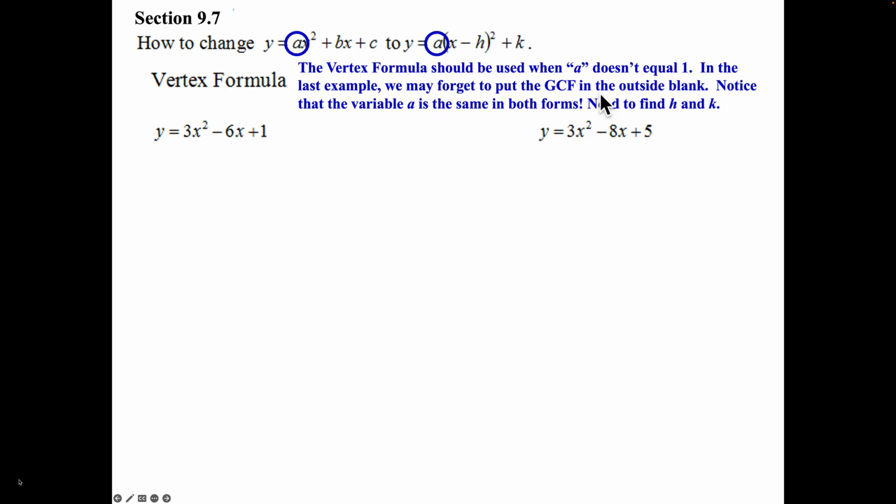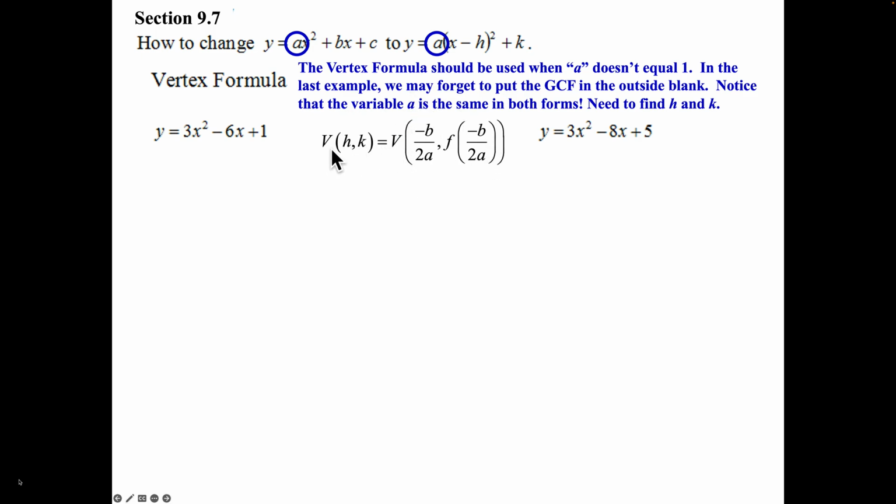So as we saw in the last example, it's very possible to forget your GCF in that outside blank. Well, notice that in a general form, this A and this A are exactly the same. So the real difficulty here is finding the H and the K. That's our key. All right, so what we're going to do is have a formula that just finds H and K, and that's it. That's what we call the vertex formula, and it looks like this.